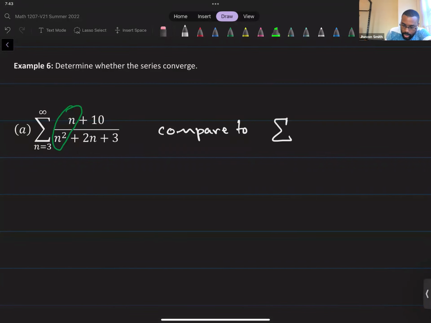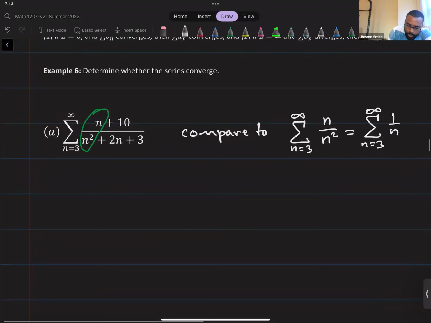the series n goes from 3 to infinity of n over n squared, which obviously simplifies to 1 over n, which tells you that's a harmonic series. We know that this will actually diverge, right? So now here's the thing.